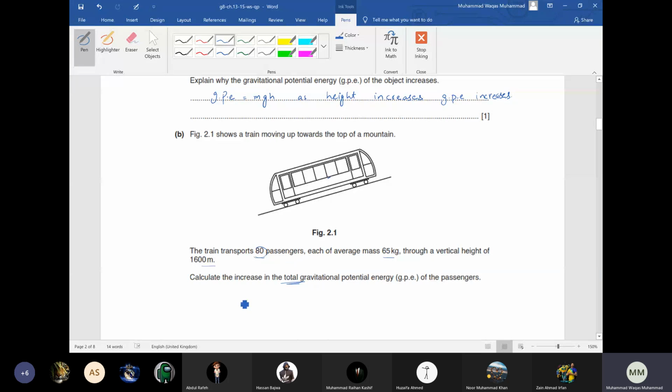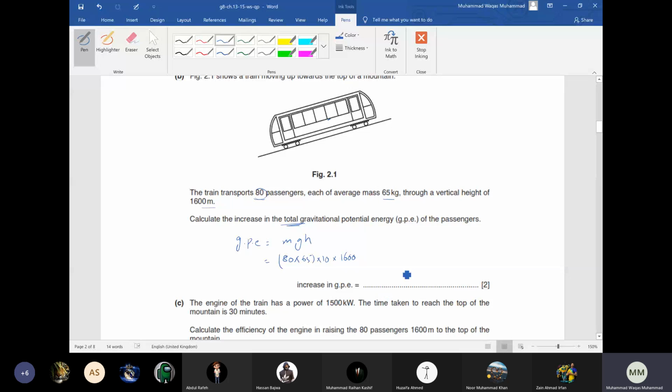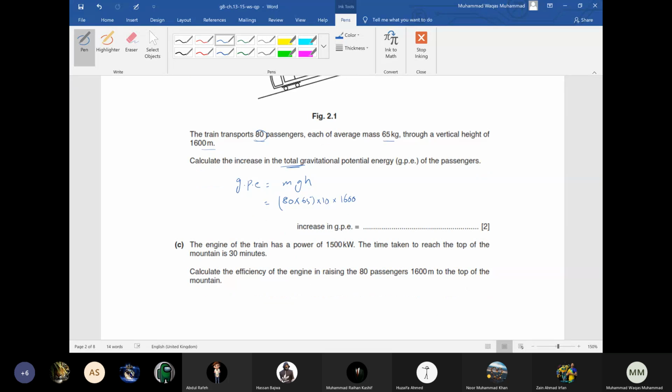So, beta, we know that increase in potential energy is equal to mgh, so we have to find the total increase in potential energy. So the total mass of 80 passengers is 80 times 65, the value of g is 10, and height is 1600 meter. Beta, when you do this, what answer do you get?